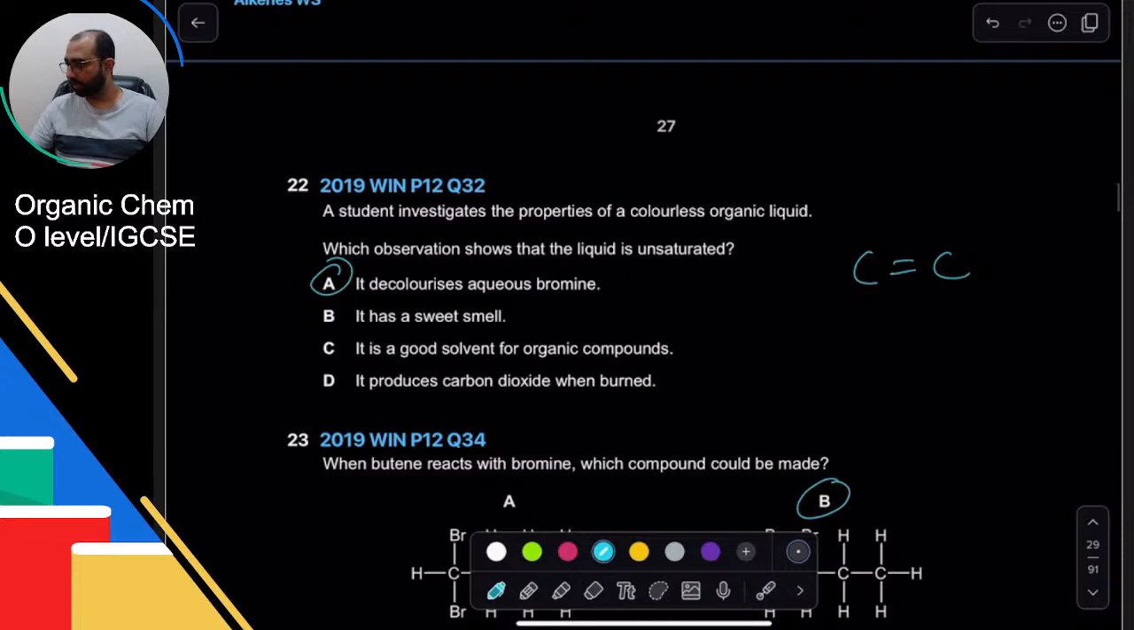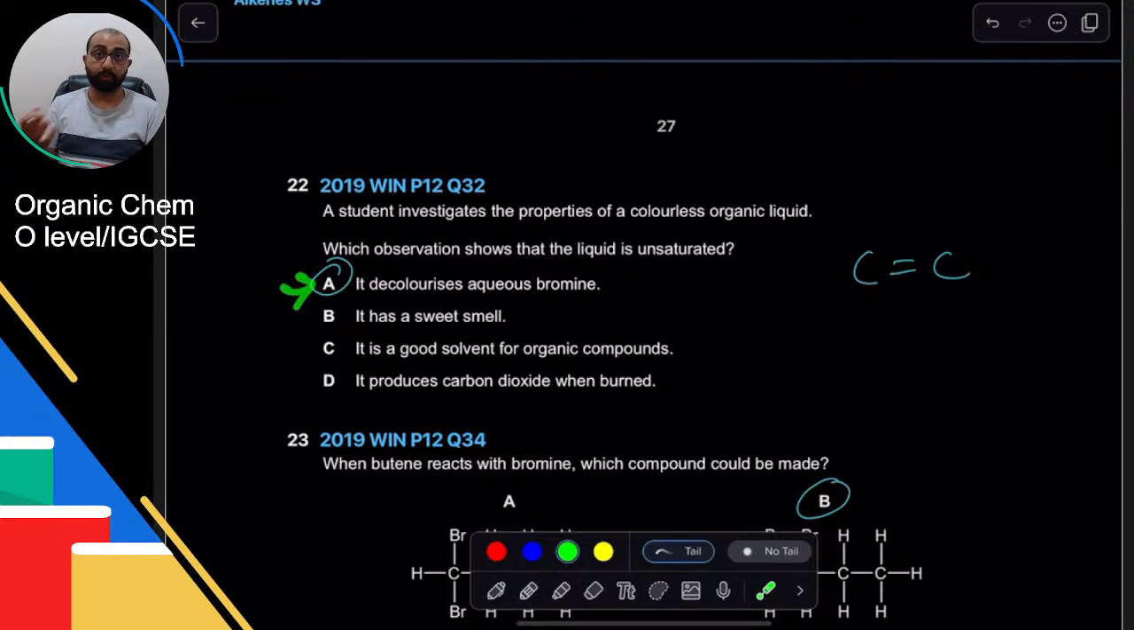Question आप पूछ रहे हो कि 22 क्या पूछ रहा है? Number 22 is basically saying कि where do you get unsaturated, which means which one of these properties confirms that you have double carbon-carbon bonds. So the one that has double carbon-carbon bonds is the one which decolorizes aqueous bromine. वो test for saturation है, which is the one it fulfills.